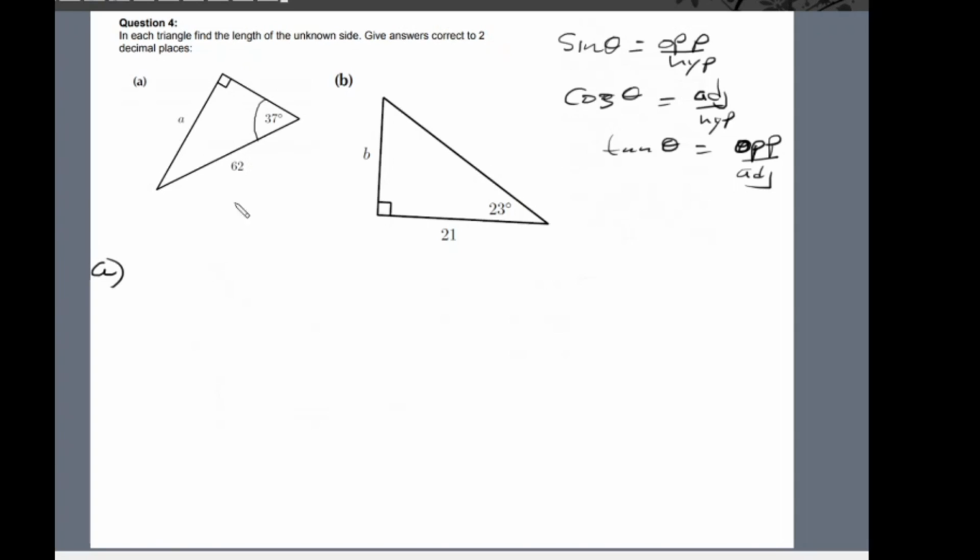To solve these questions we will use the trigonometric ratios. We have to select one of these depending on what information is given here. So we have the hypotenuse, right?